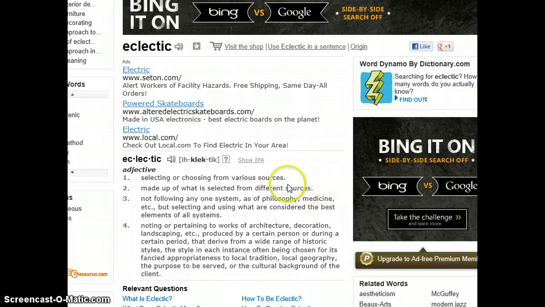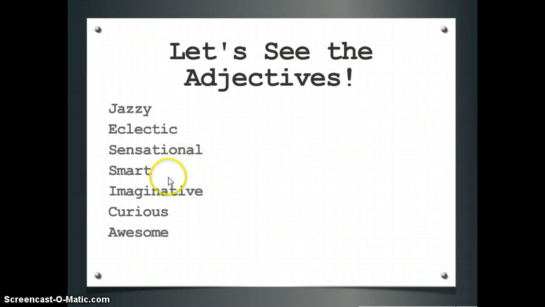I think that these two describe me because I like to choose things from everywhere. I think that I'm smart and I'm fun and I'm energetic, and yet I also like to sit and relax, and I like to look at odd things and have interesting little figurines to collect. I really, really like collecting frog things, and not everyone likes that. So I think that's kind of different. And so I think that eclectic still fits me. Sensational, smart, imaginative, curious, and awesome.